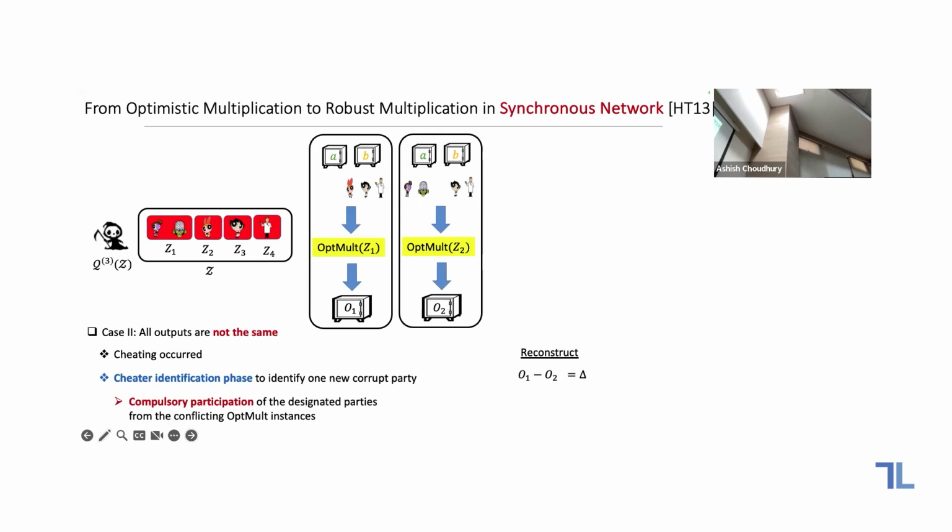This idea in the literature is also known as player elimination, which has been regularly used. The important thing to note here is that we require, in this cheater identification phase, that all the parties who have participated in this optimistic multiplication are present. They actually reveal the values which have been secret shared. Otherwise, they cannot pinpoint who has cheated. And this will work in the synchronous setting because you have the timeouts.